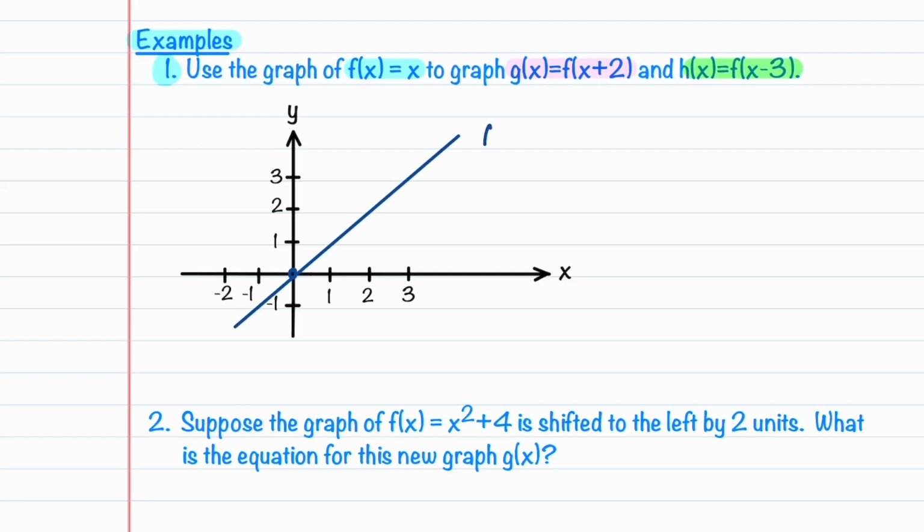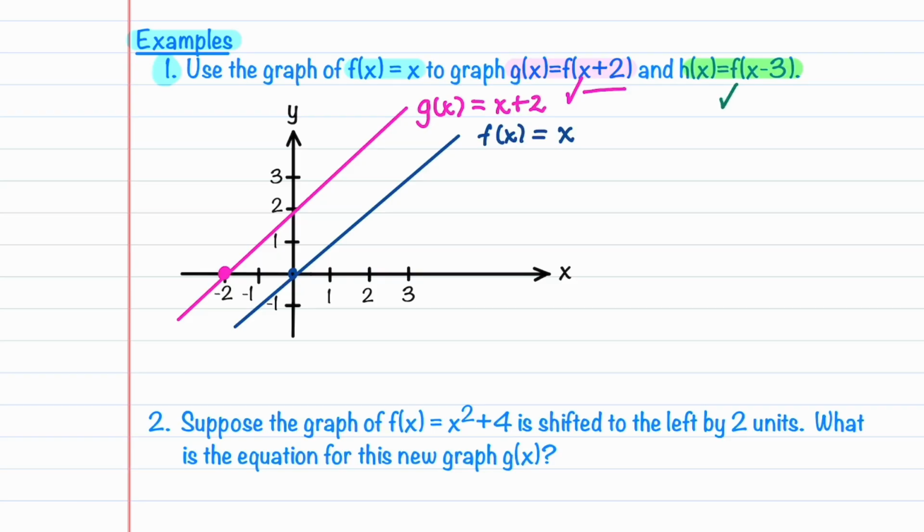We'll label this f of x is equal to x. Now let's graph g of x. G of x is going to shift our function 2 units to the left. Remember, when we add 2, we shift 2 units to the left. So let's put our point right here, and then we can graph our function. This is g of x is equal to x plus 2.